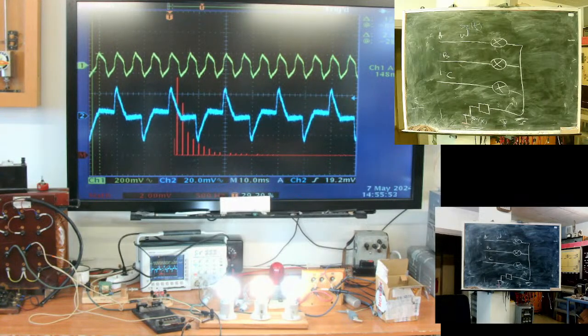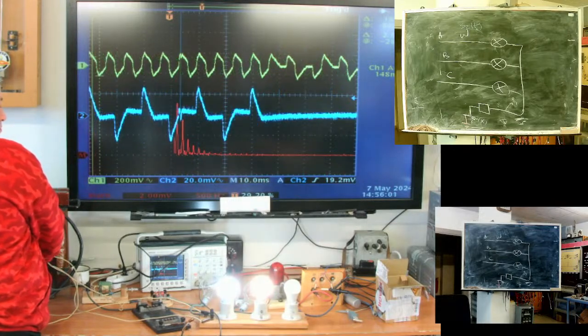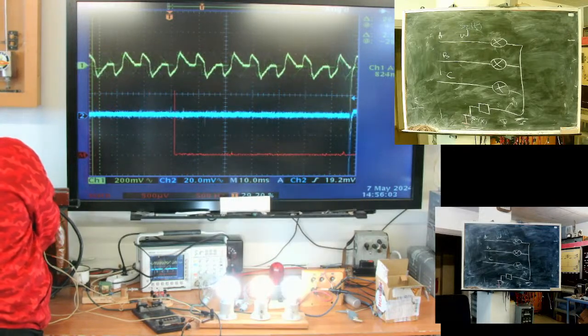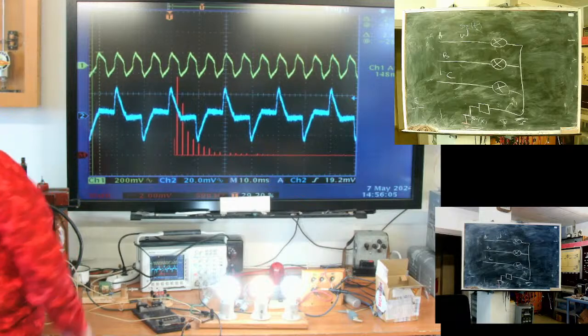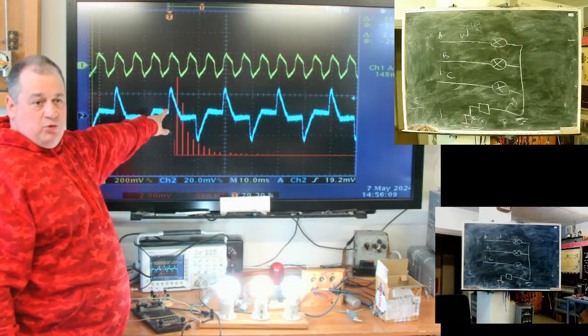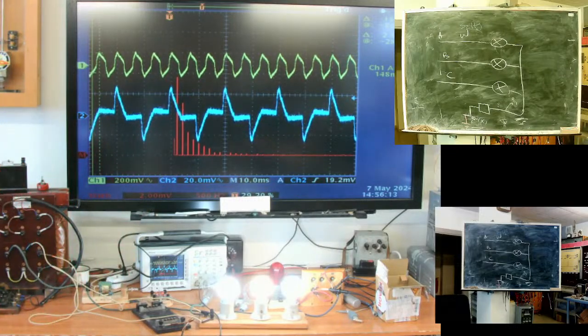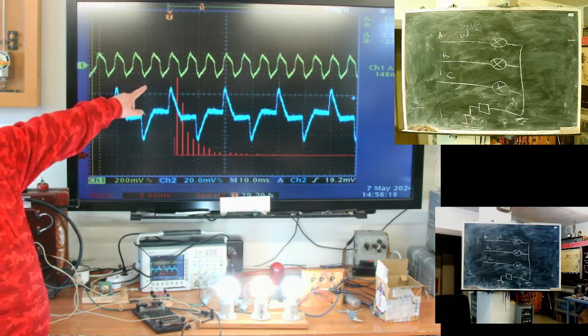What do we see? The blue line is the current of phase A. I can disconnect it. As you can see, there is a rectifier on the input, and we see this nice pulse characteristic of rectifiers. The yellow line is the neutral current.